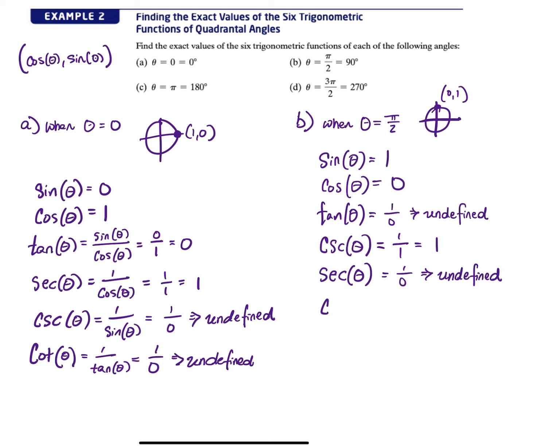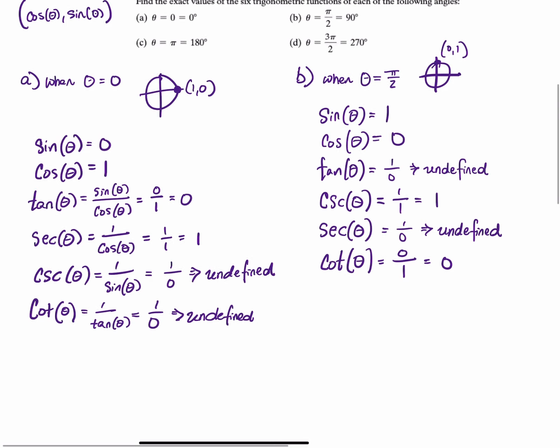And then the cotangent is 1 over the tangent. The tangent was 1 over 0, so the cotangent will be the reciprocal of that, 0 over 1. That'll be equal to 0. So that was for pi over 2.